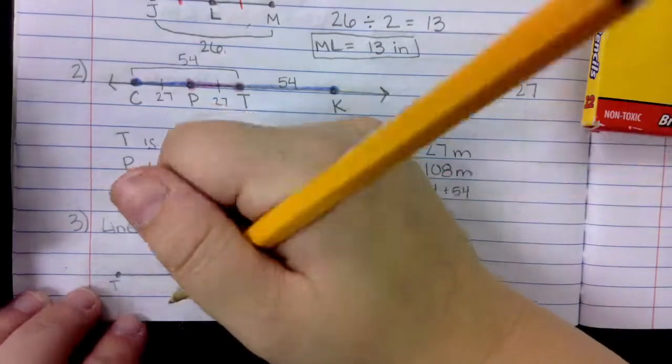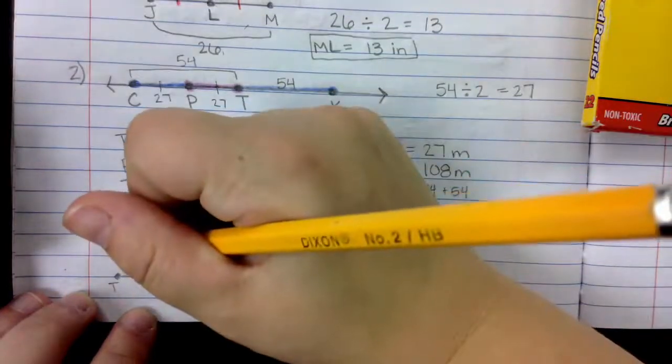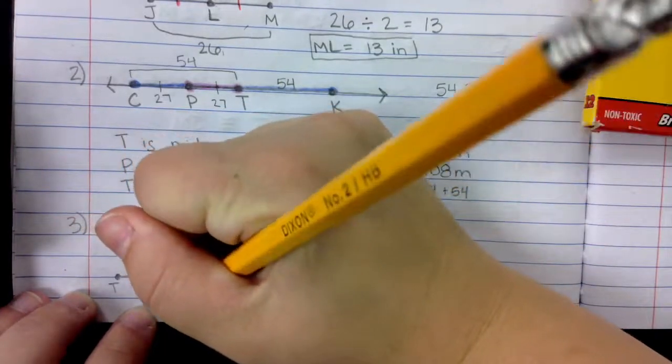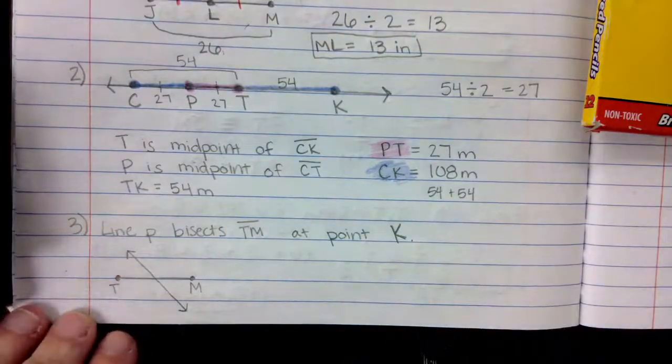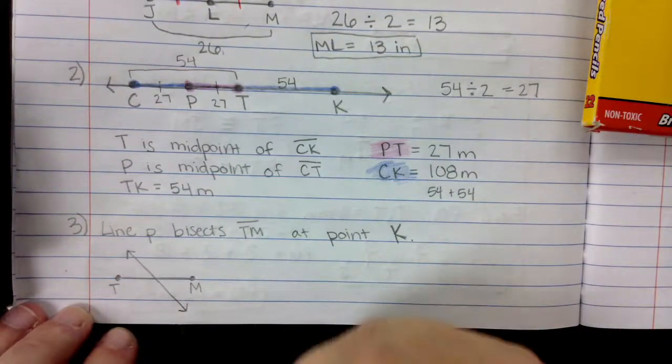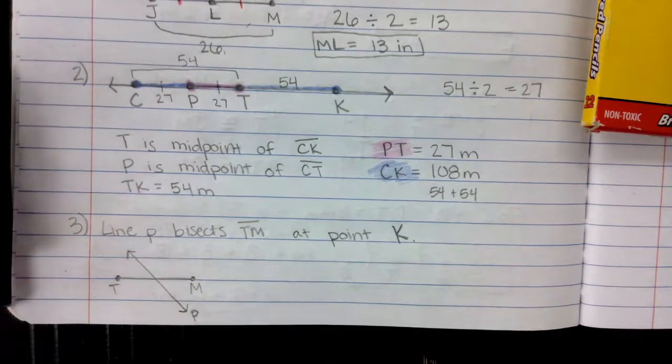Read through what we know. You can mark it up as you go. Alright, so let's read through what we got. We were told that line P bisects TM. What does bisects mean? Cuts it into two parts.